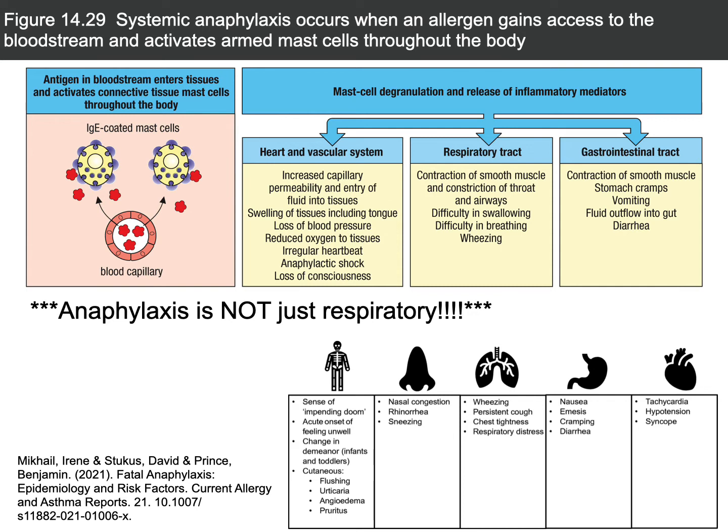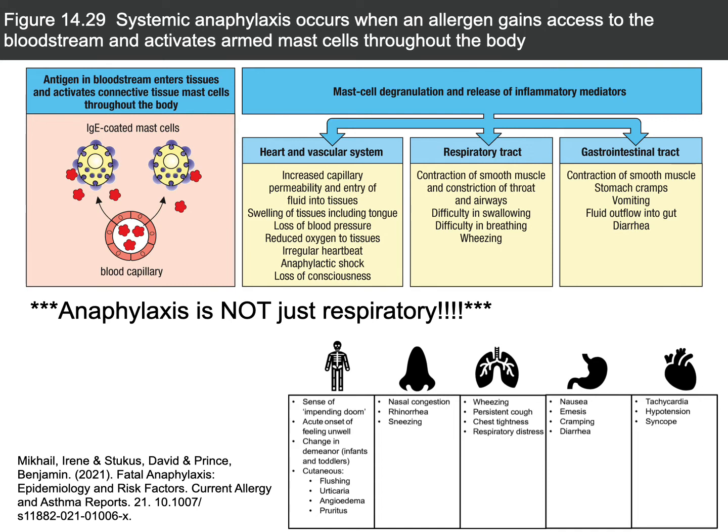So you can see here with an allergen that's in the bloodstream, it's going to be able to enter different tissues and activate these mast cells throughout the body. And so once it's in the bloodstream, it can have additional reach, if you will, to different organ systems. So as we've mentioned with the respiratory system, we can have contractions of the smooth muscles. So we get constriction of the throat and airways. It can become difficult to swallow or breathe. Wheezing happens. GI system, again, we can get effects on the smooth muscle because we have all histamine and all these other immune mediators being released.